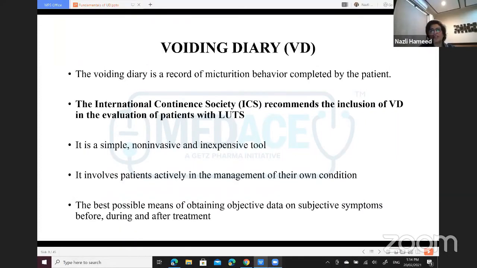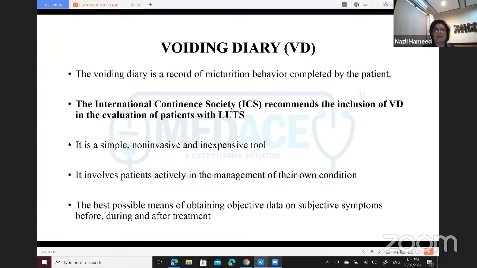So I spoke about the voiding diary. The importance is that the International Continence Society recommends inclusion of a voiding diary in the initial evaluation of patients with lower urinary tract symptoms. The voiding diary is important because it gives us a record of micturition behavior, which is completed by the patient herself. It is simple, non-invasive, inexpensive, and it brings the patient into the dynamics of diagnosis and treatment.